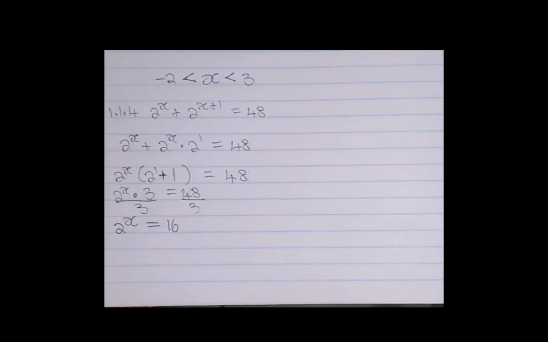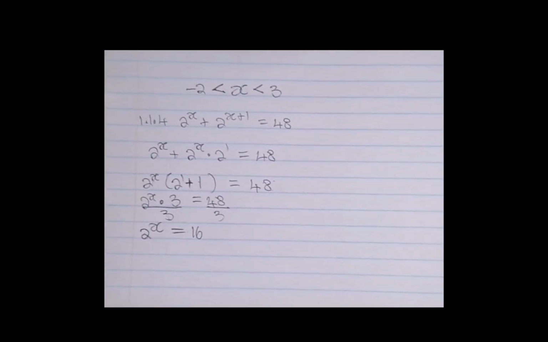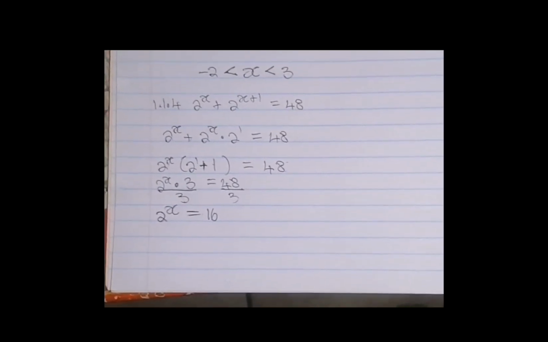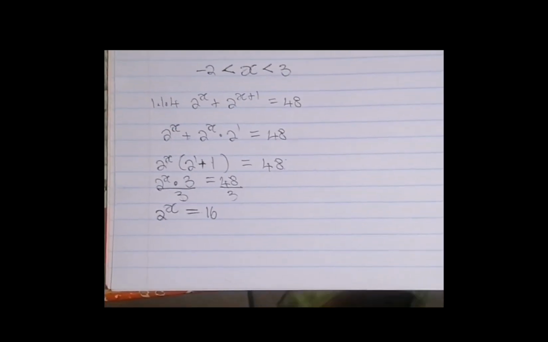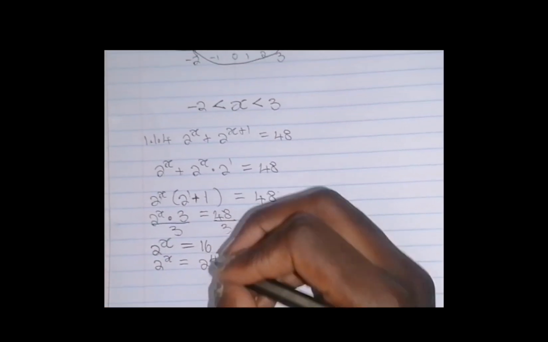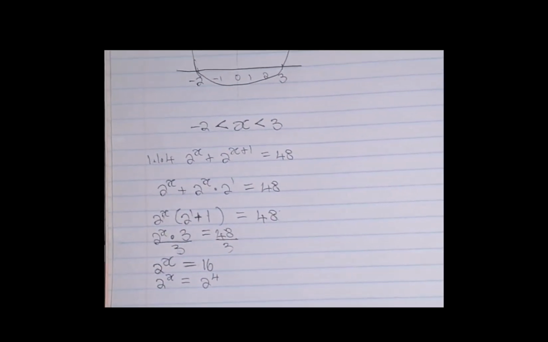Now when you get to this point, you want to express 16 in its exponential form. So 16 is equal to 2 to the power 4. Now 2^x is equal to 2 to the power 4. 16 is the same as 2 to the power 4. Now if you get the same bases and both those bases have the same value, in this case it's 2, they will cancel out. Now you'll only be left with the exponents. So we're left with x equals 4, and that's the final answer.